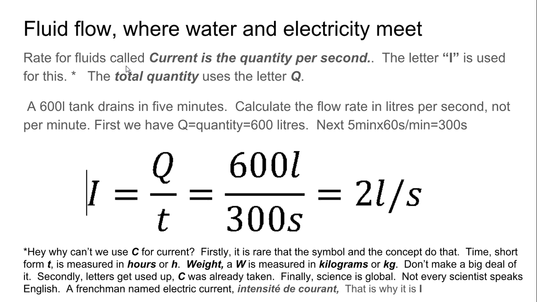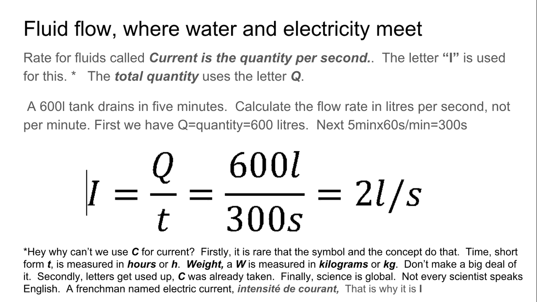Now, this is where water and electricity kind of bang into each other, okay? Fluid rate is called current and is the quantity per second. The letter I is used for this, okay? Now, why is I being used for current? Well, you can read at the bottom of the page, a Frenchman named it intensité du courant, which is why it's I.